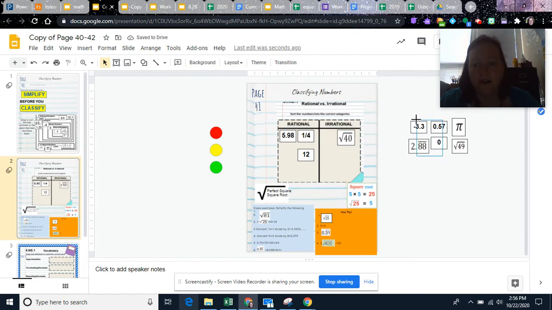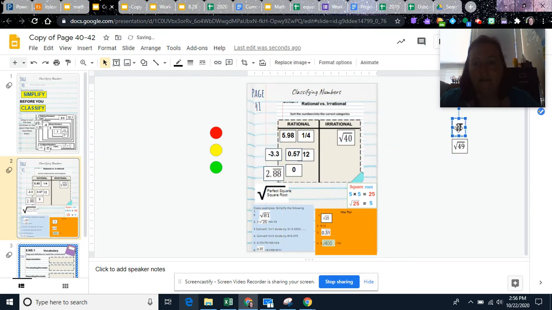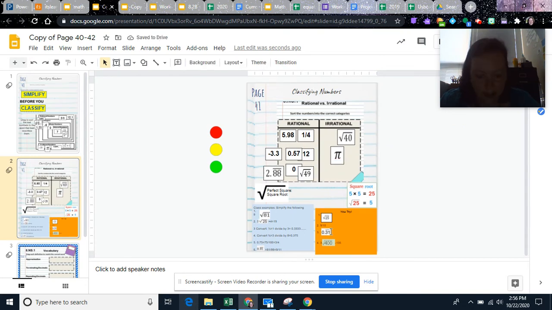All four of these, though, are going to be considered rational because you can write them as a fraction. Even this repeating decimal, you can write it as a fraction. So all of those will be rational, so we can drag them on this side. And then pi is an irrational number. It goes on forever and it never repeats. And the square root of 49 is 7. So since we know the square root of this, it would be a rational number. So hopefully that will help on that.